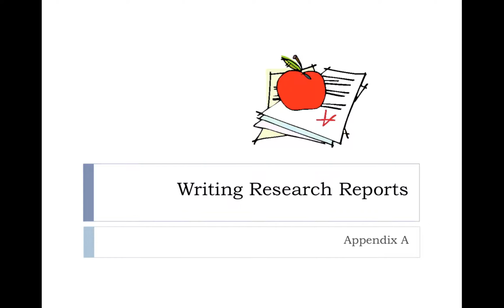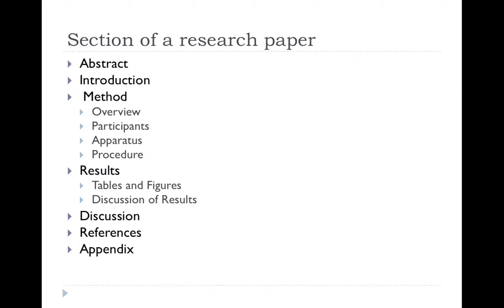Hi everyone, so today we're going to talk about how to write a proper APA style research report. Okay, so first let's take a look at everything that we're going to discuss in this video. So we're going to go over what goes into an abstract, the introduction section, the method section, the results section of a paper, the discussion section, the references, and the appendices.